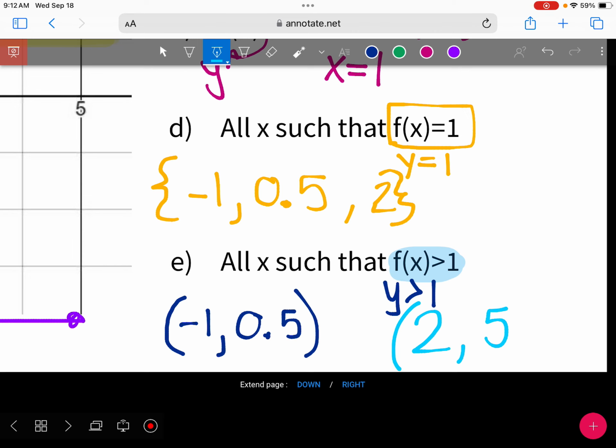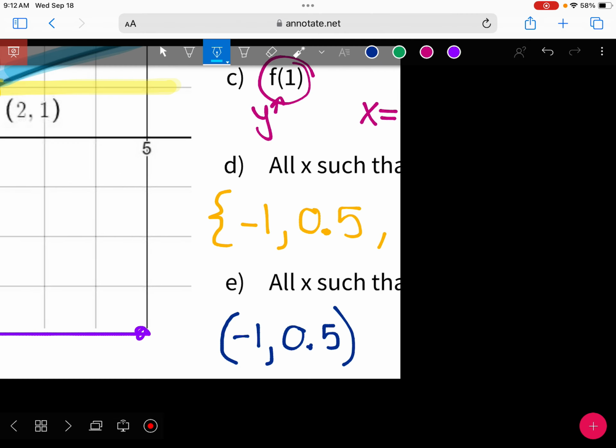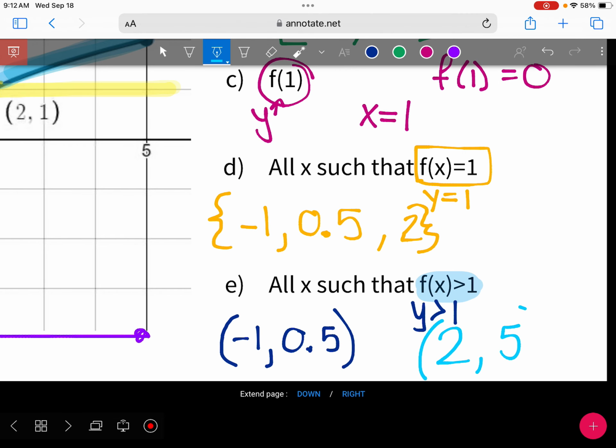It's equal to. So is 2 included or excluded? Excluded. If it is excluded, we put a parenthesis, because if I look directly at this point, this exactly equals 1 right here, and I need it to be greater than 1, not equal to 1. How about our 5? Is the 5 included or excluded? It is included because 5, 2.5 is above 1. So if it's included, bracket.